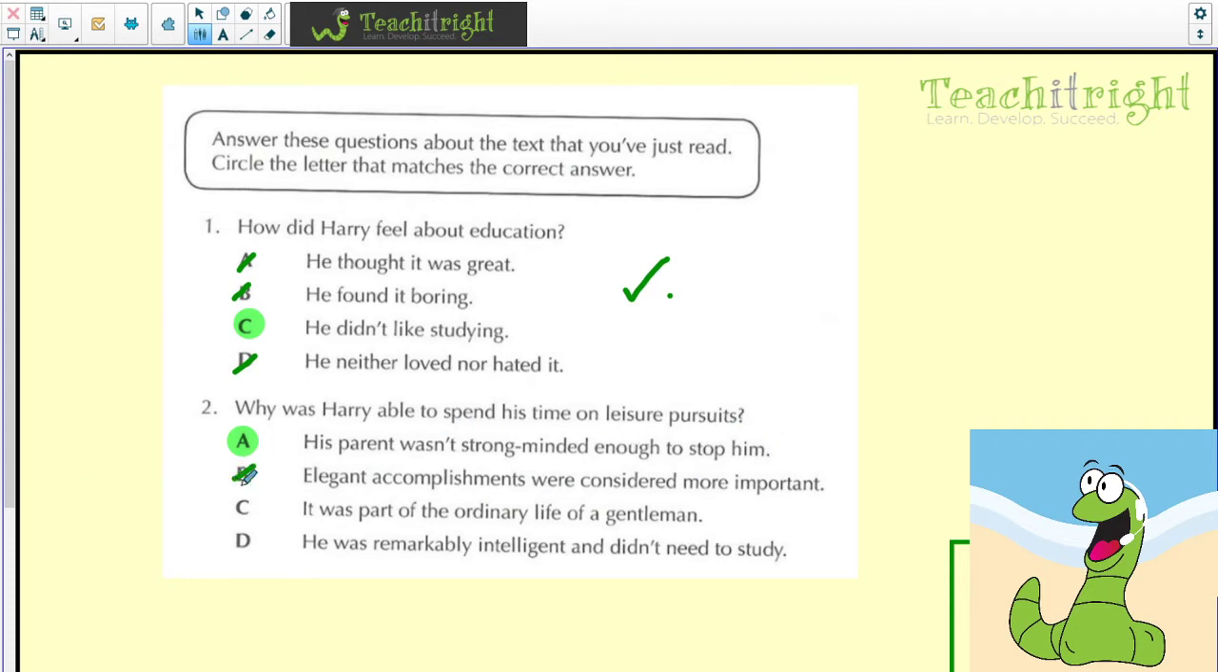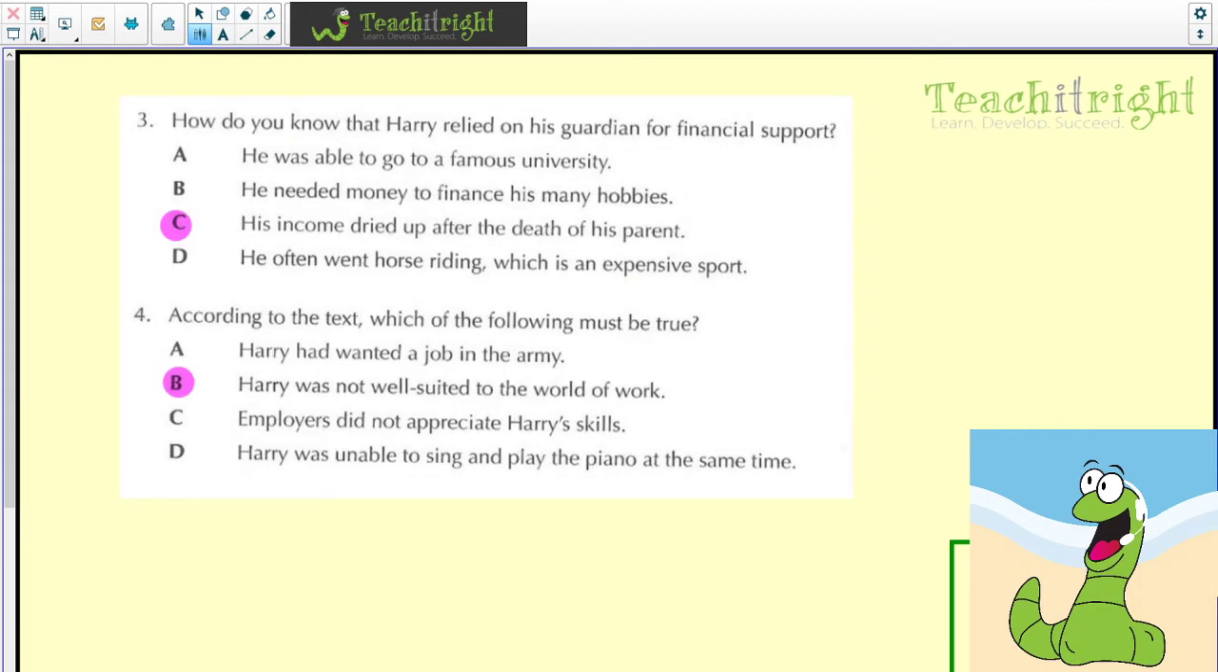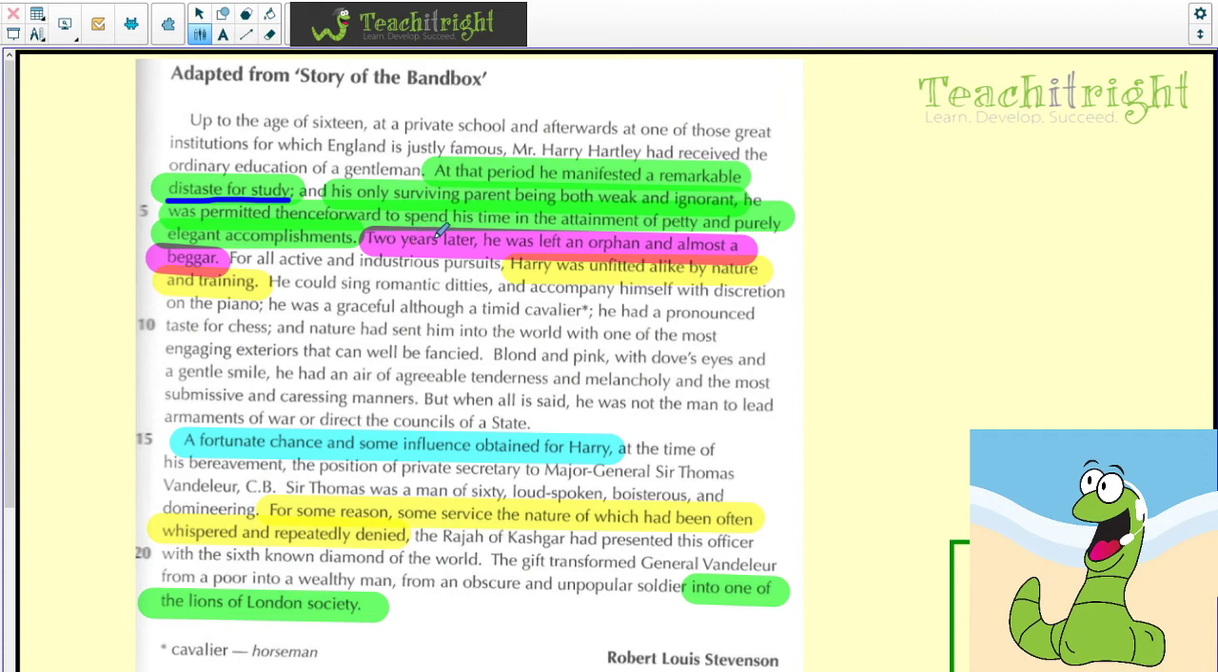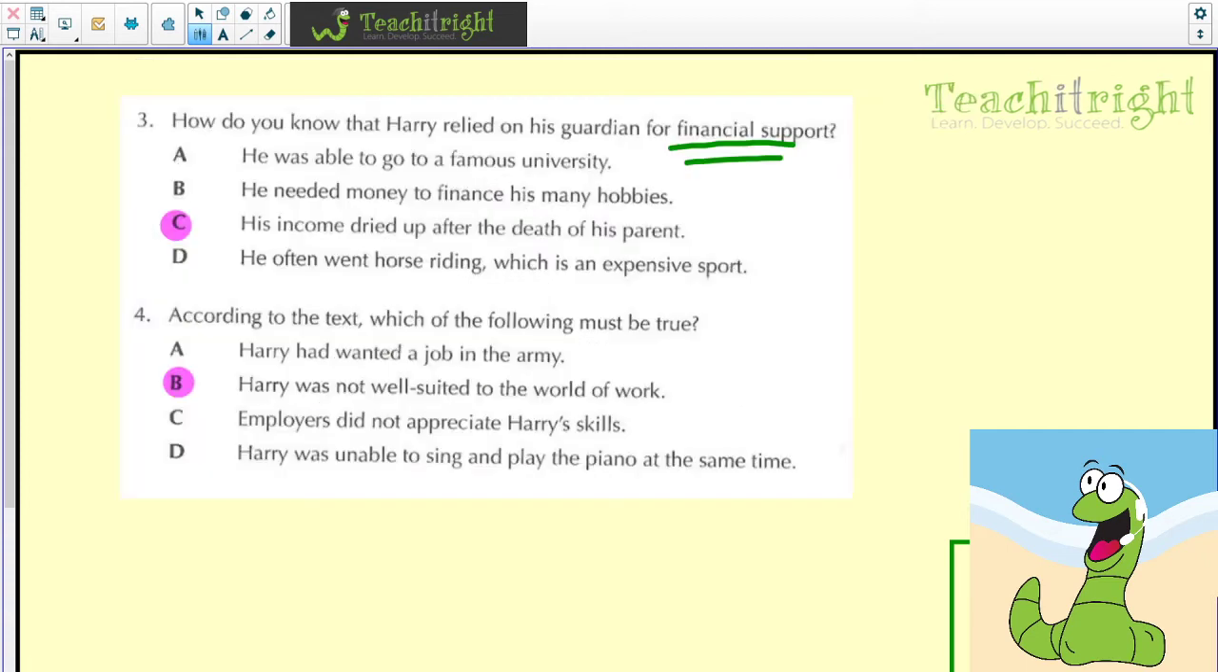So we can rule out the other options. So the answer was 2A. Question 3, how do you know that Harry relied on his guardian for financial support? Well, you may have noticed here it says two years later he was left an orphan, so an only child, and almost a beggar. So it really does prove that he was nearly destitute and he didn't have any money. So he was very reliant on his income, which dried up after the death of his parent.